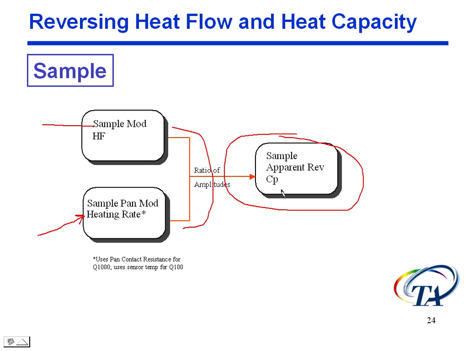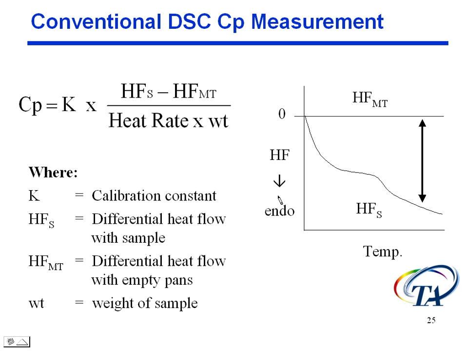Okay? Now, why can we do that? Let's talk about standard DSC for a second and the way we measure heat capacity. So in a standard DSC experiment, heat capacity is going to be equal to our calibration constant times the heat flow of the sample minus the heat flow of an empty pan. That way we get an absolute value of the heat flow, divided by the heating rate times the weight of the sample. So that's the standard method that we would use to determine heat capacity with a standard DSC, non-modulated, non-Q1000 direct CP, etc.